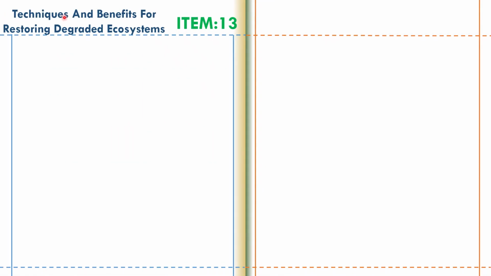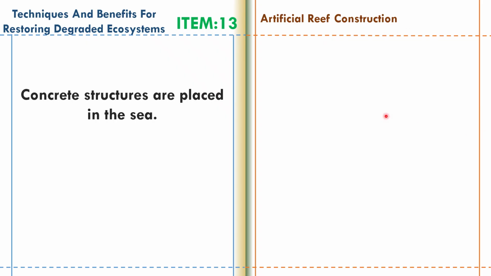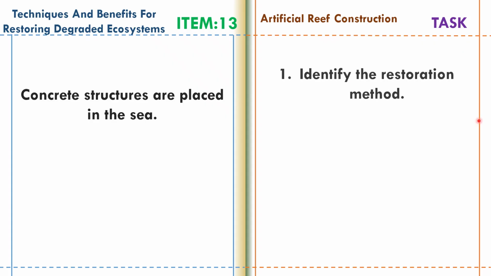Techniques and benefits for restoring degraded ecosystems, item 13. Let's look at artificial reef construction. Concrete structures are placed in the sea. Task. Identify the restoration method. Explain its ecological importance.